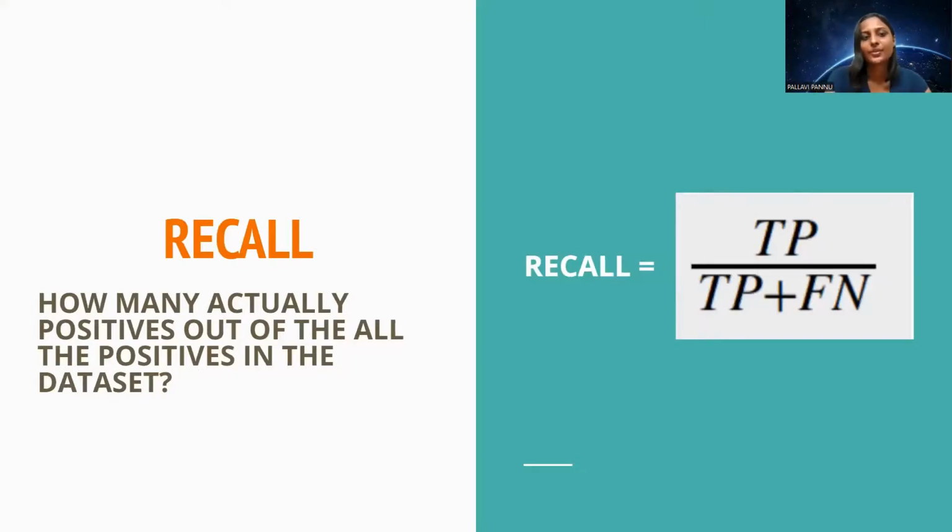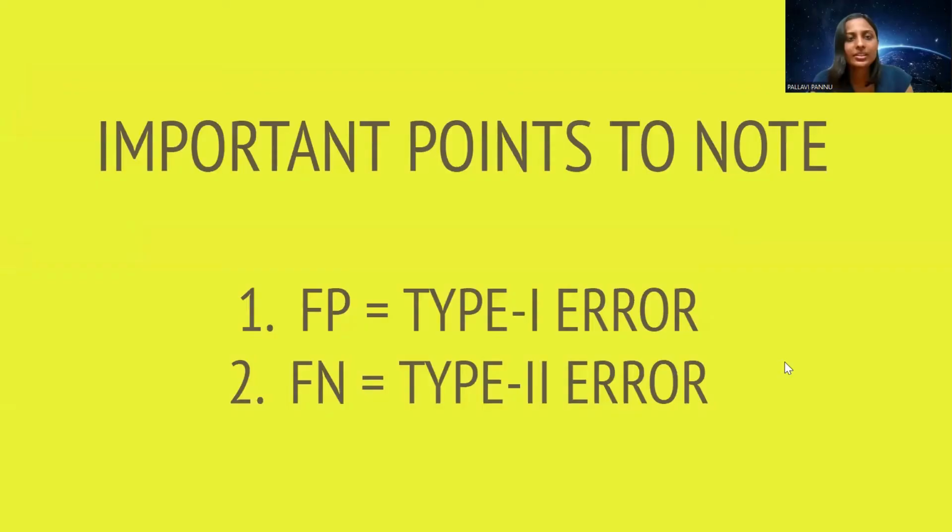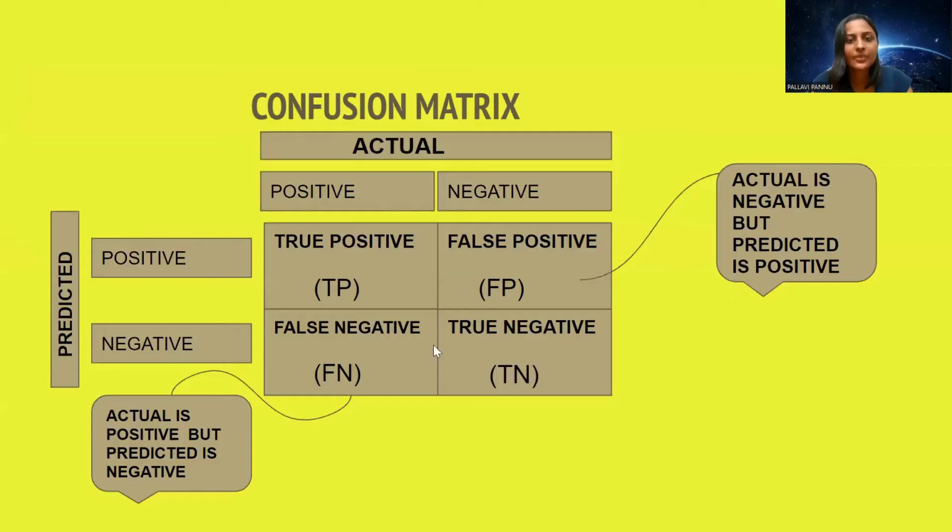Next is recall. So let me frame the question. How many are actually positive out of all the positives in the data set? So that is TP divided by TP plus false negative, right? So let's go to that slide again. TP divided by TP plus FN.